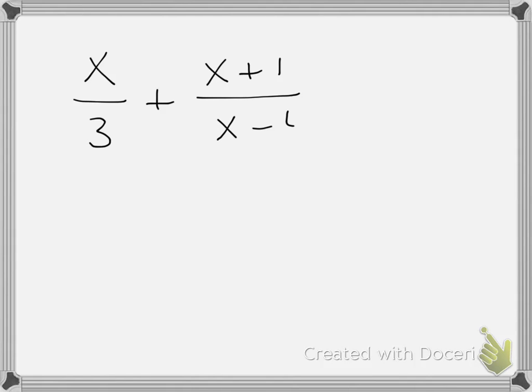When we add and subtract a rational expression, for example, if I said x over 3 plus x plus 1 over x minus 4, notice there's no equal sign. The instructions for this would read either simplify or add and subtract. Because we see no equal sign, the question is reading simplify.